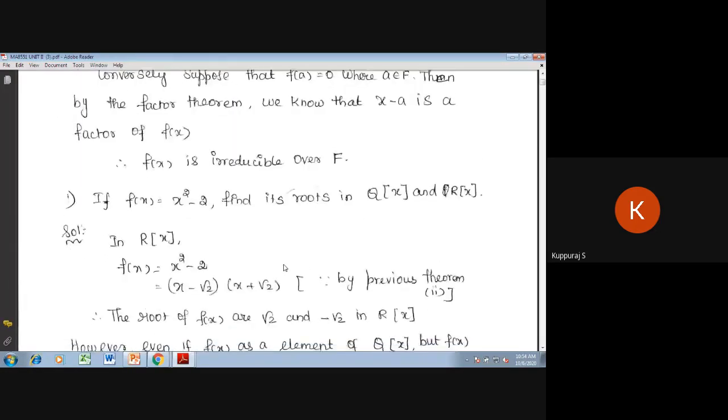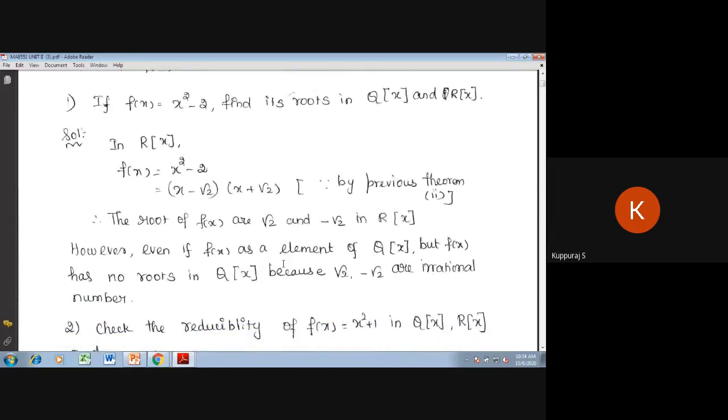Let's see the problems. Based on the theorem and the definition, you have to understand one concept: what is reducible and what is irreducible? Reducible means the polynomial having a root, of degree more than 1, can be broken into at least 2 linear polynomials. Otherwise, that polynomial is called irreducible. Irreducible means it cannot be made into 2 polynomials. Okay, not reducible.